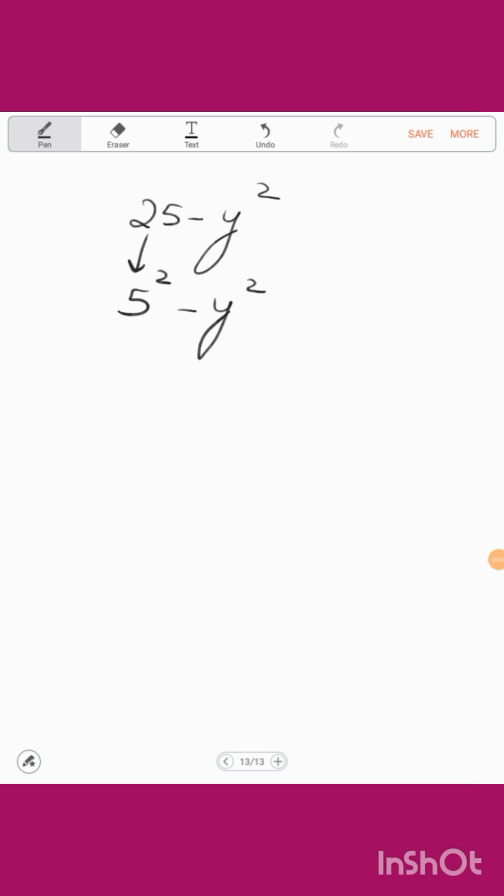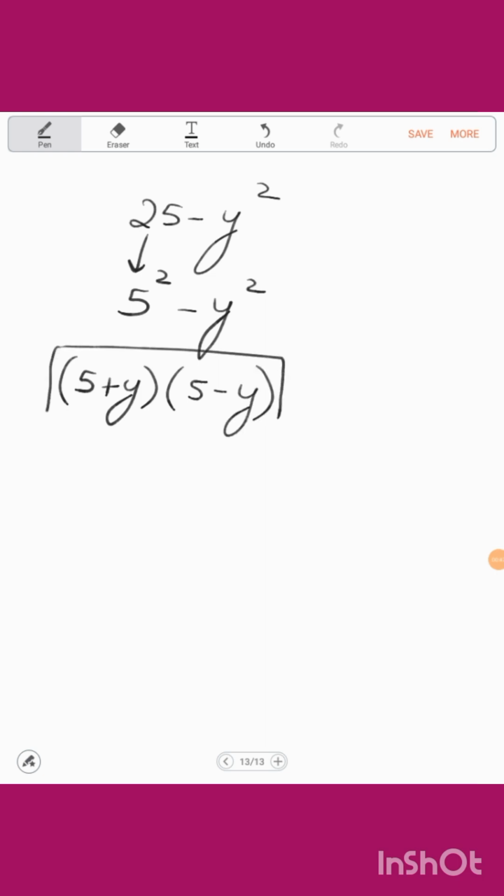Now you are going to make factors of 5 square minus y square. So if 5 is written at the first place, then 5 is going to come first, plus y, and 5 minus y. So this is how you are going to factorize 25 minus y square. And you can do it at your home for rechecking. If you expand the brackets, you are going to get the same answer like your question.